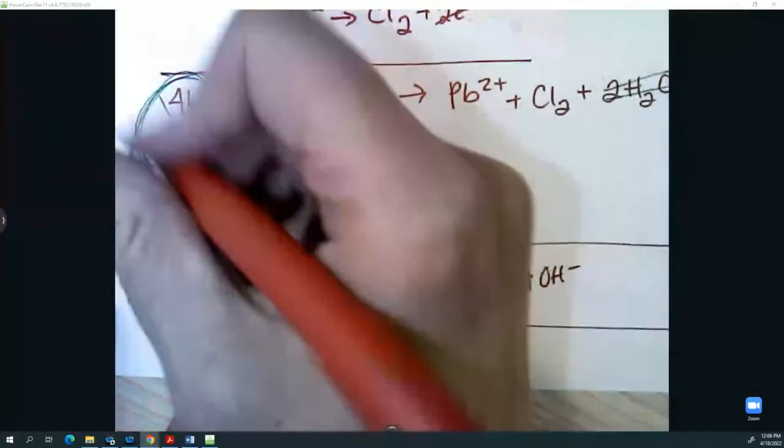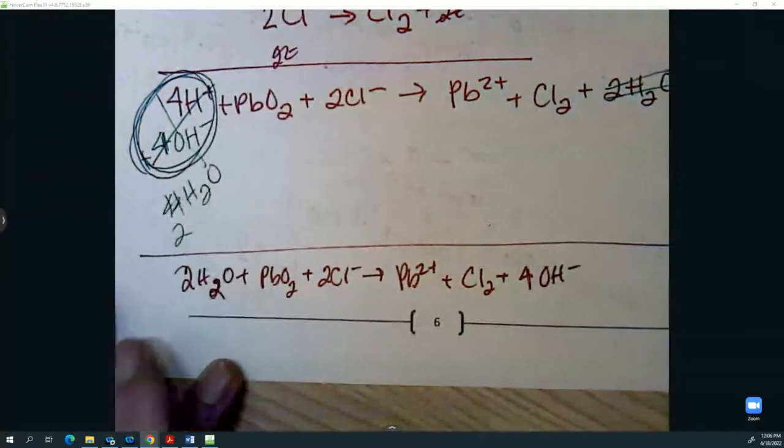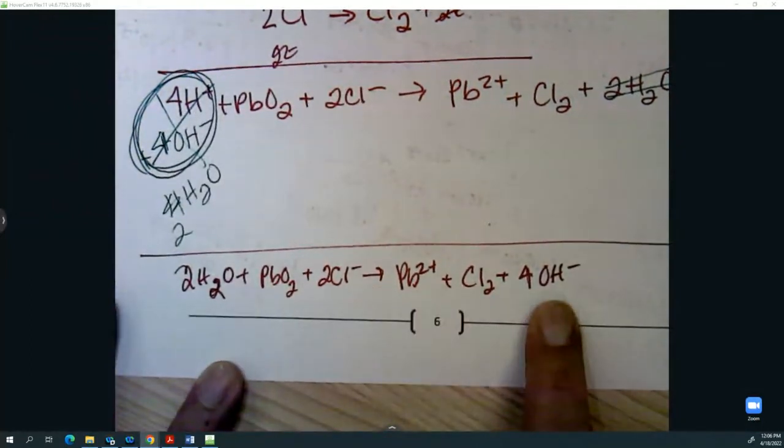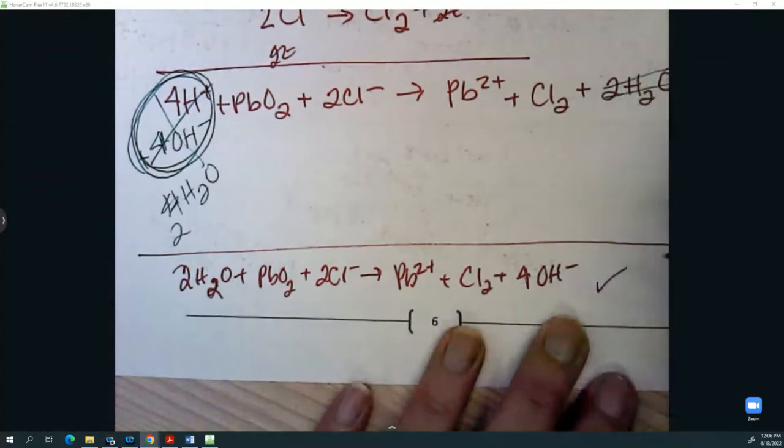Total charge over here is 2 minus. Total charge over here is 2 plus, and 4 minus is 2 minus. So those are the 2 things I want to check, elements and total charge. So that looks great.